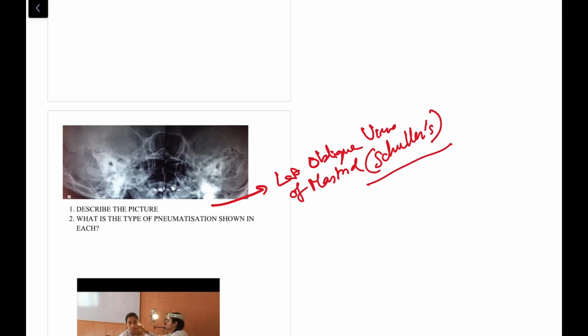So what is the type of pneumatization shown in each? You see, this is the opening of the bony external auditory canal, and the mastoid here is more or less opaque. You can say this is a sclerotic mastoid. And here the air cells are more or less aerated. This is the bony external auditory canal opening. So this would be a pneumatic or a cellular mastoid.